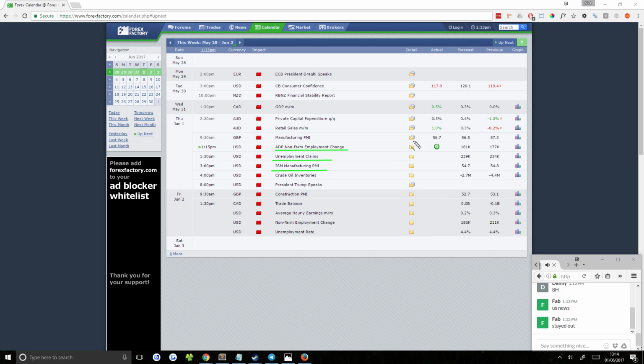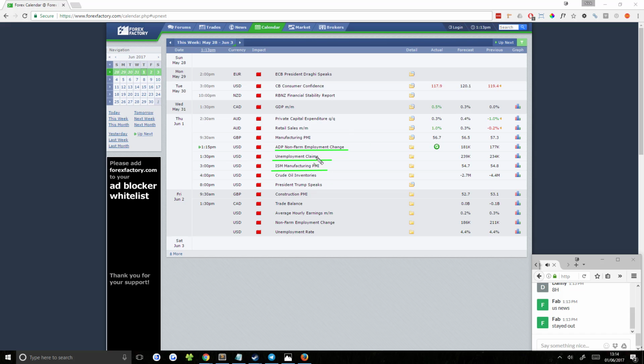ISM manufacturing PMI, this one really only matters when it's near the 50 mark. So when it goes above 50 or drops below 50. Let's say it's at 49.5 and then it goes above 50. That's usually when it has an impact. Or let's say it's at 50.5, then it drops below 50. That's usually when it has an impact. But other than that, it's not a huge deal.